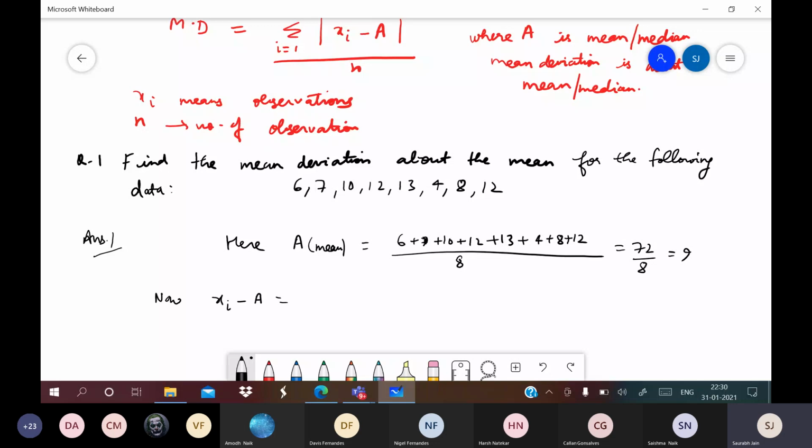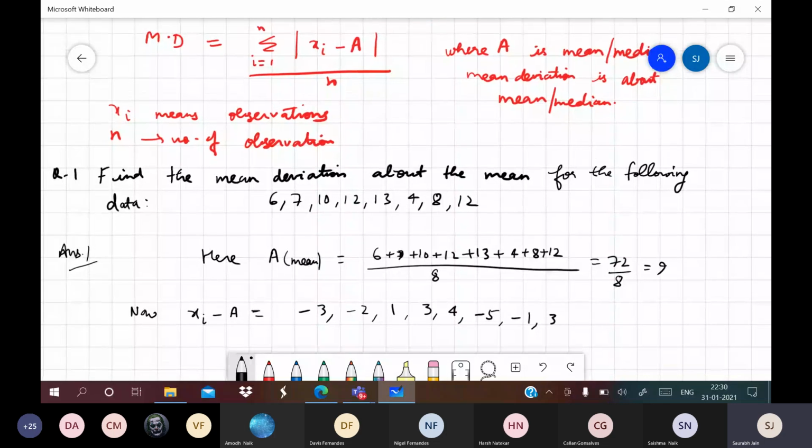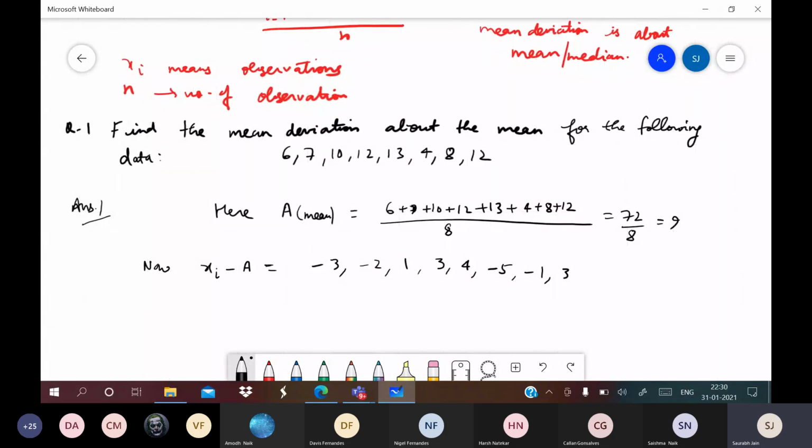Carefully watch how we write the values. Xi minus A means you have to subtract the mean from each of the observations given in the question. So the first value will be 6 minus 9, then 7 minus 9, 10 minus 9. Similarly 12 minus 9, and you go on doing this process. These are the values. You have calculated xi minus A, right?